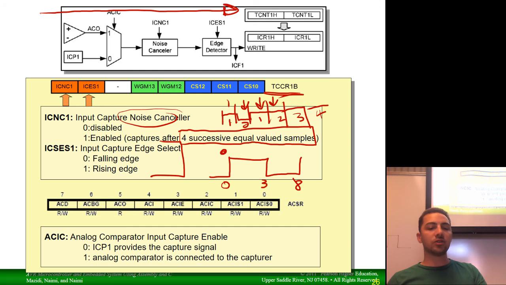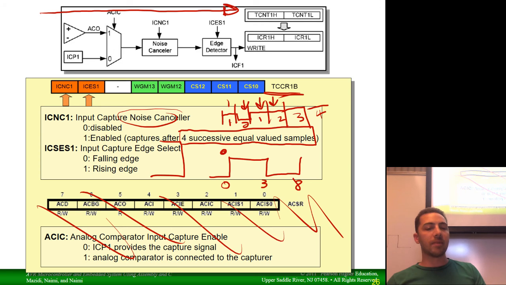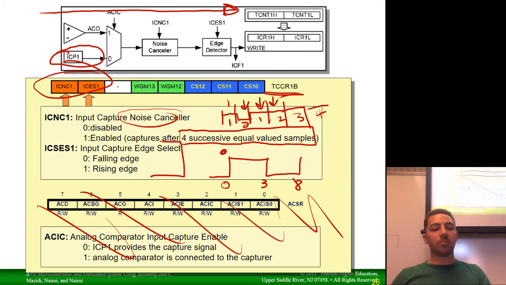Okay, if you do want to use the analog comparator, you have to set another bit. Don't worry about it. Really, we just care about our edges, because 9 times out of 10, we're getting it from an external pin. So, measuring duty cycle and pulse width.